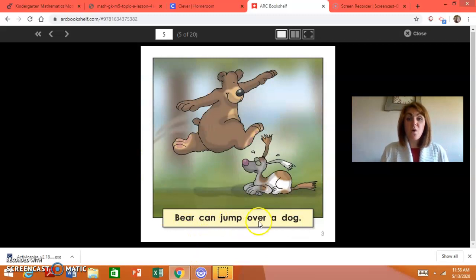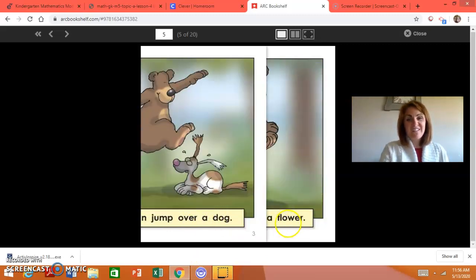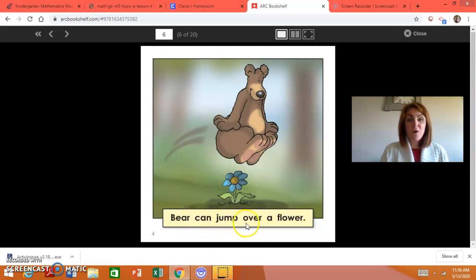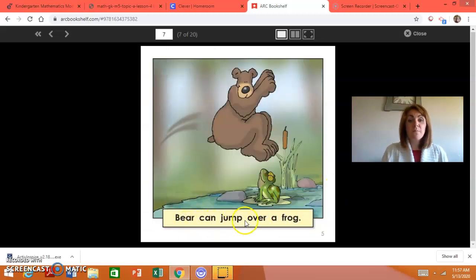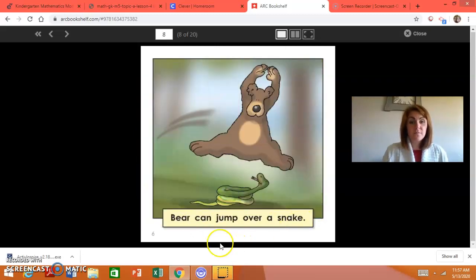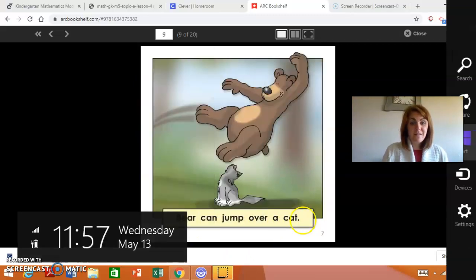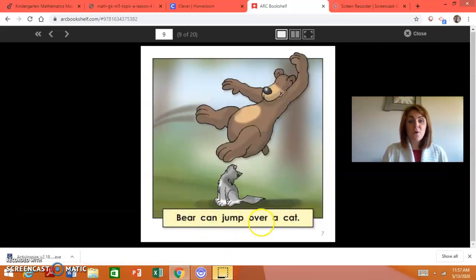Bear can jump over a dog. Bear can jump over a flower. Again, you might not be able to read this word, but we know what that picture is. It's a flower, and we also know that the first letter is F, and F makes the f sound. Bear can jump over a frog. Bear can jump over a snake. Bear can jump over a cat. That's a fun one to read, because cat's always easy to read. Cat.